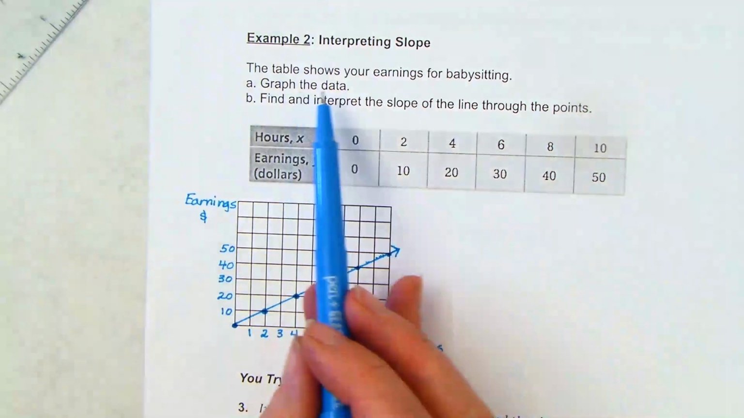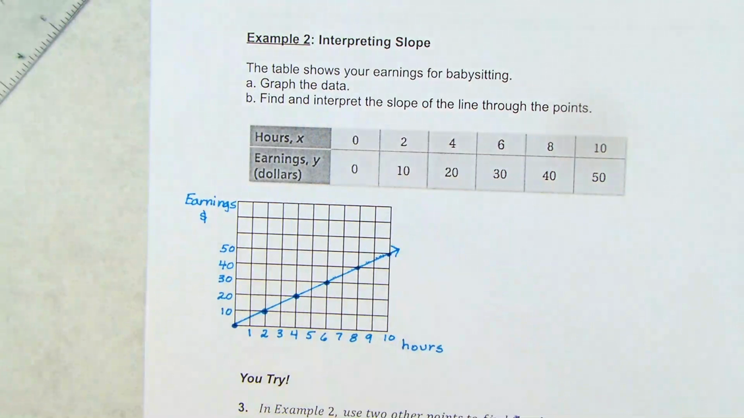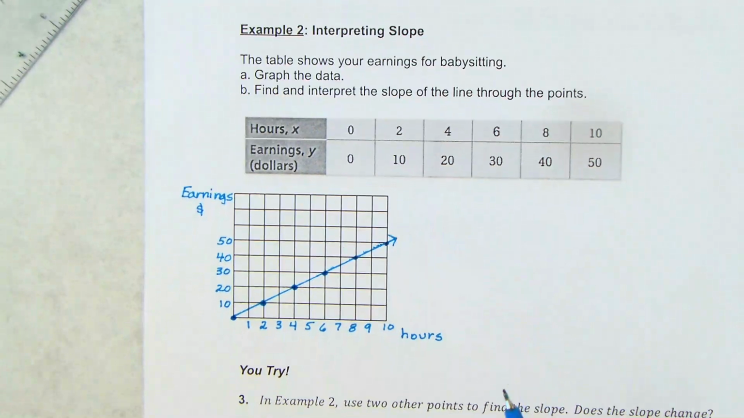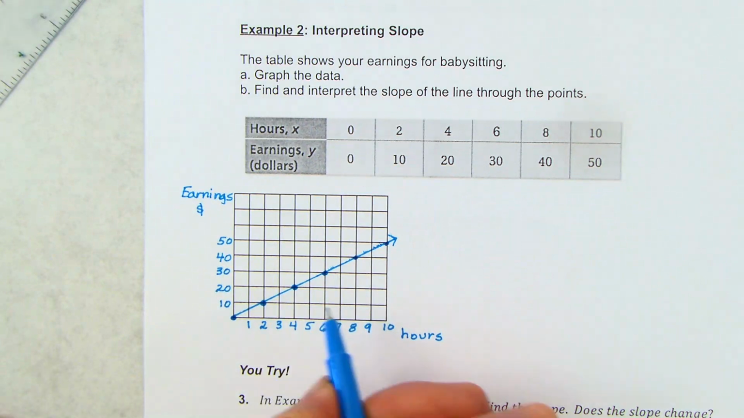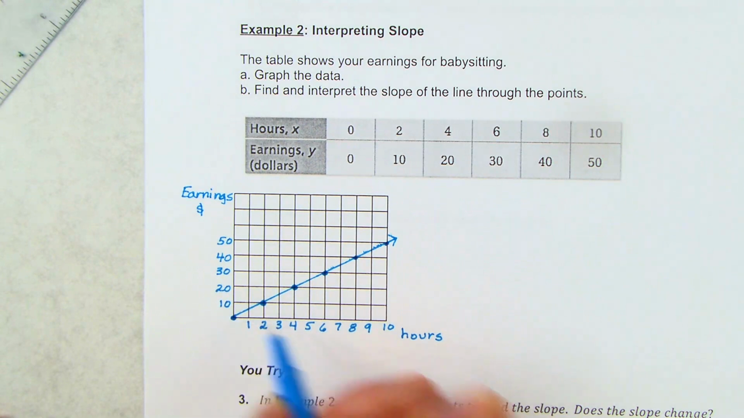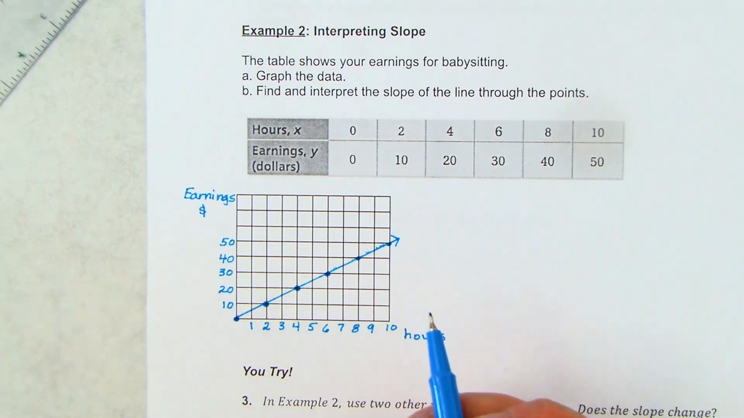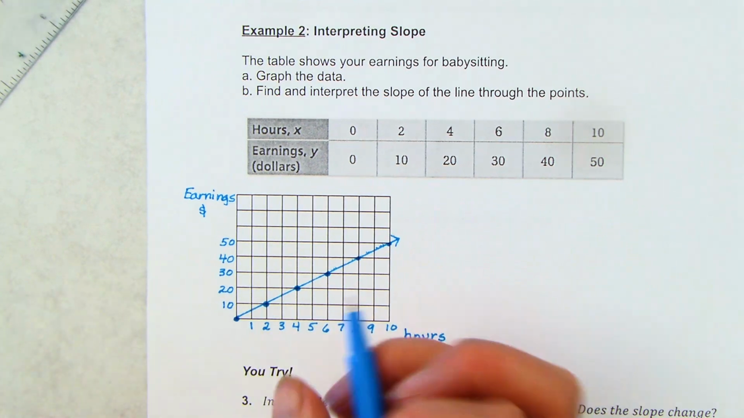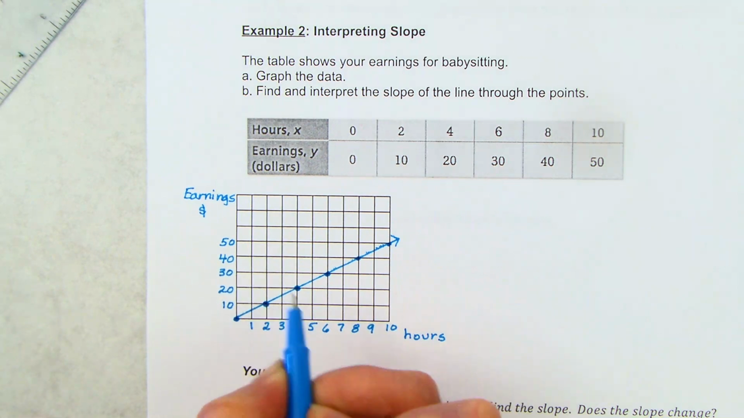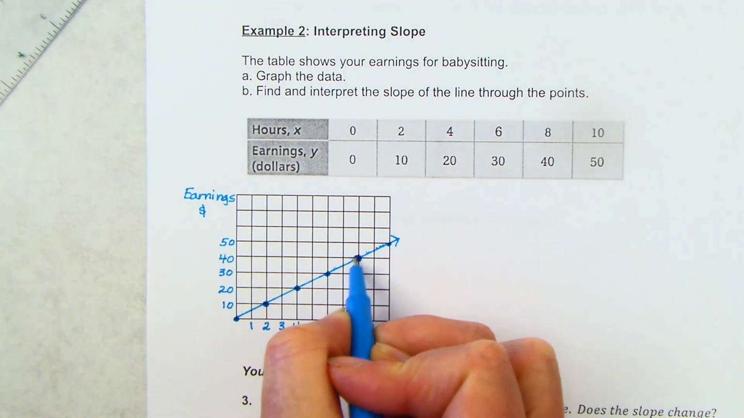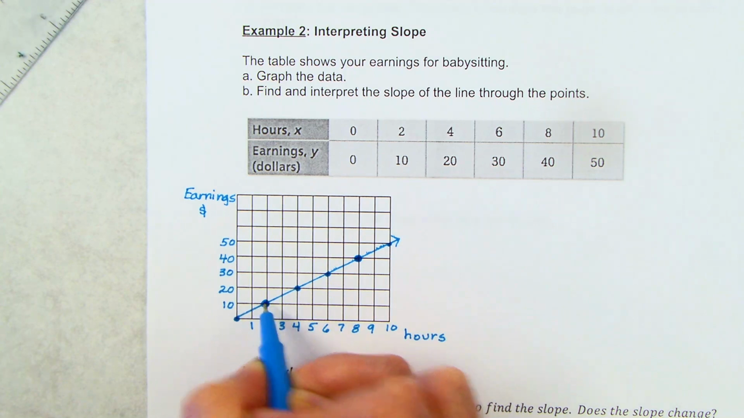All right, so now I've graphed the data. Find and interpret the slope of the line through the points. So you can choose any 2 points on there. You just want to find any 2 lattice points. Oh, let's pick anywhere we want. I'm going to do this one and this one maybe. It really doesn't matter. You can pick any 2 points you want.